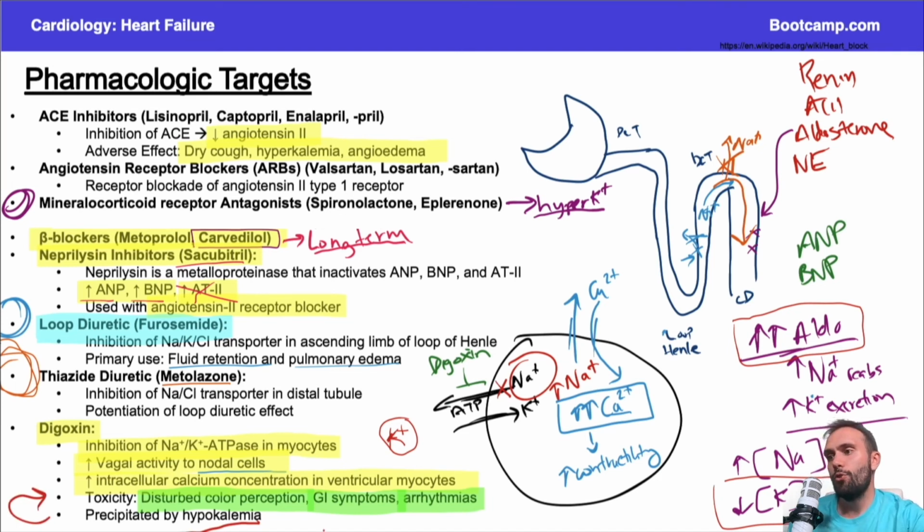And this is also true if the patient has renal failure. If it's an elderly patient that's getting digoxin and they have a higher creatinine than you would expect, watch out for digoxin toxicity because the digoxin is renally cleared. Okay, so just keep that in mind.